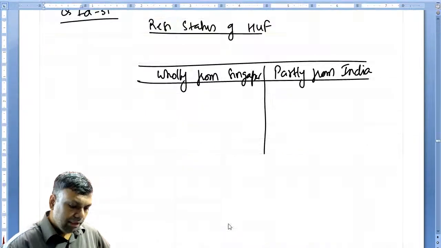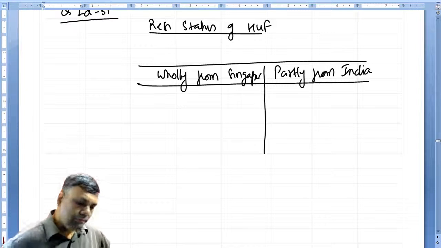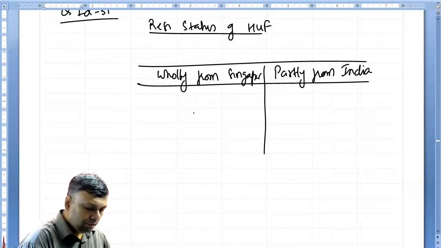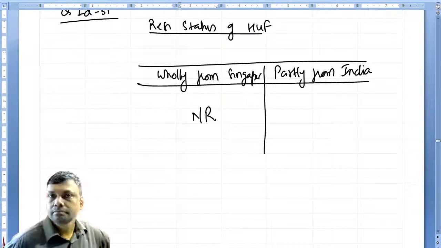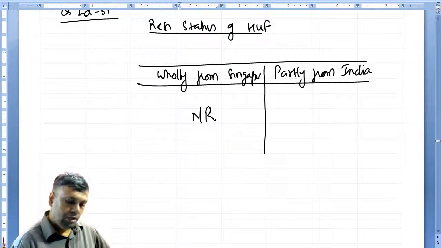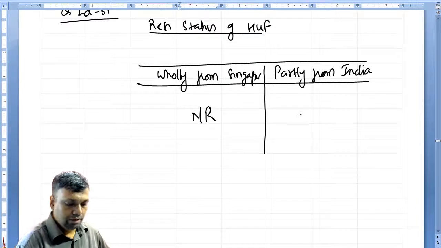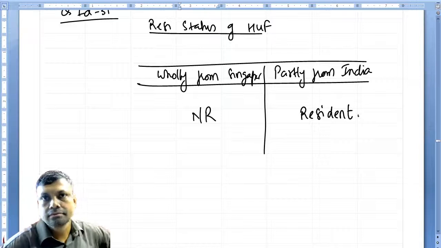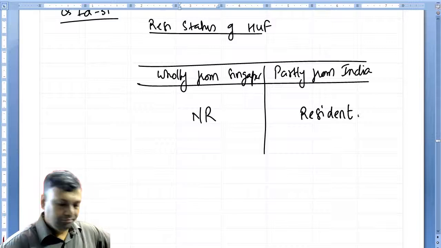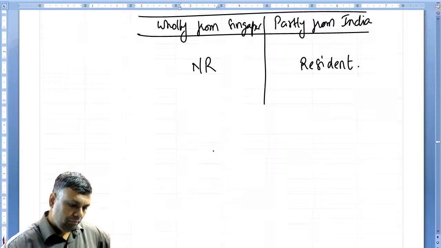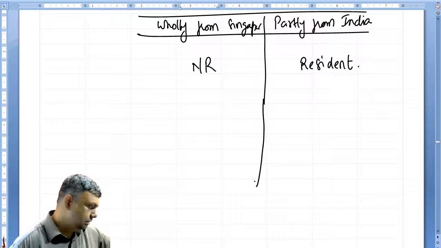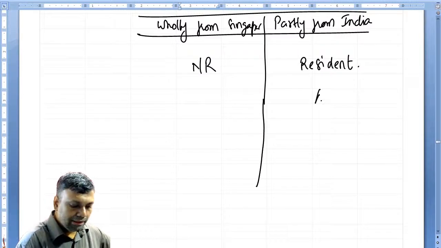Okay. So, how do we answer this? If it is wholly from Singapore, then you are non-resident. So, there is a clear-cut indication given in the question. But if it is partly from India, then you are resident. That's okay. Now, if you are resident, you have to test the additional conditions.